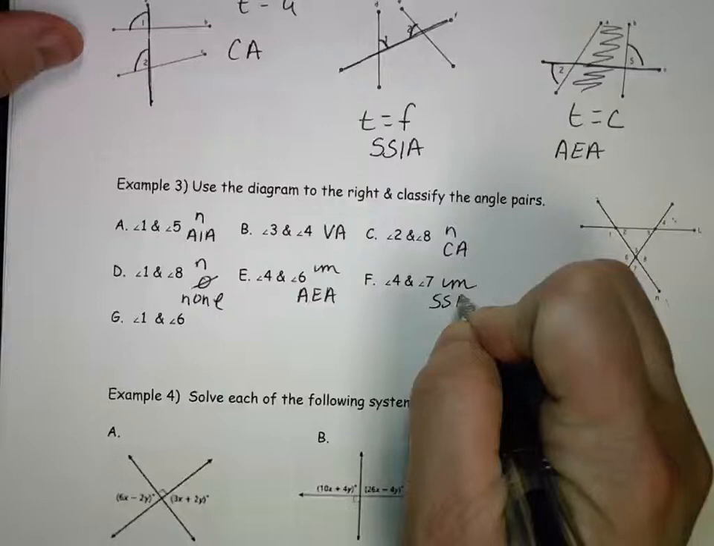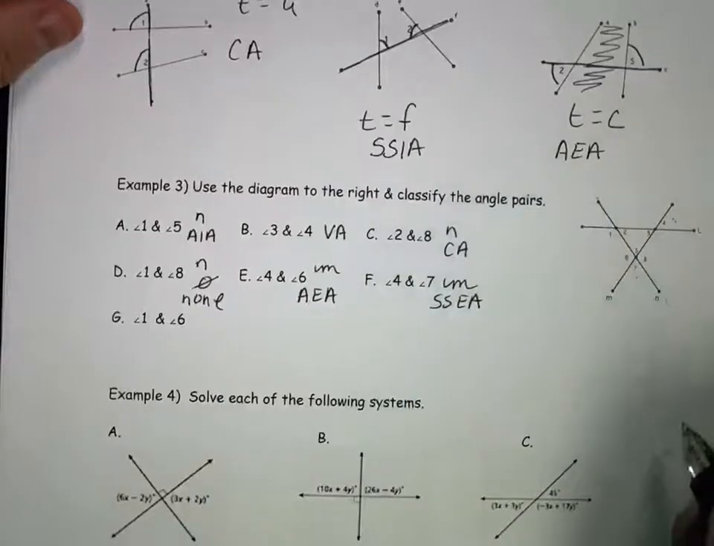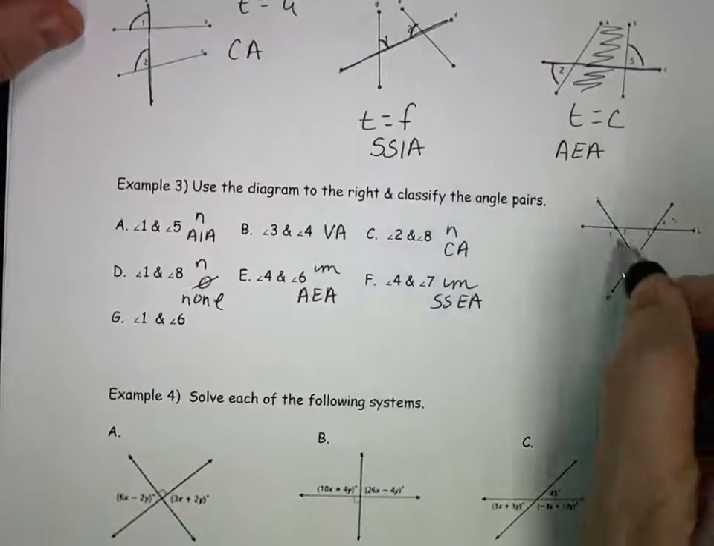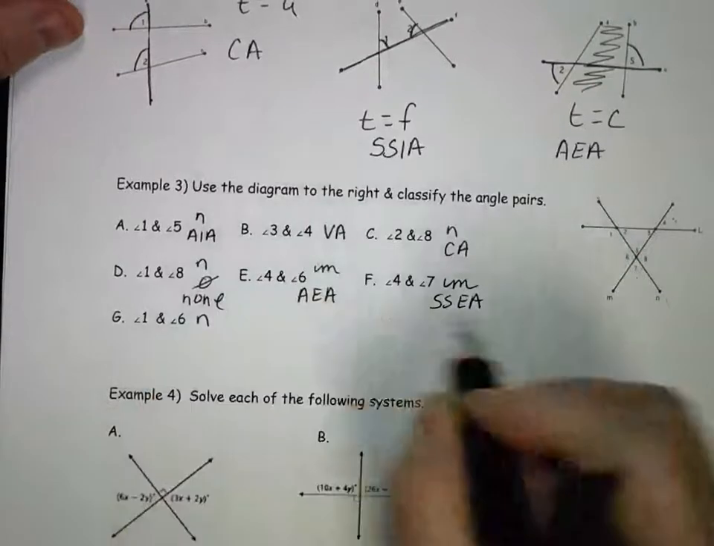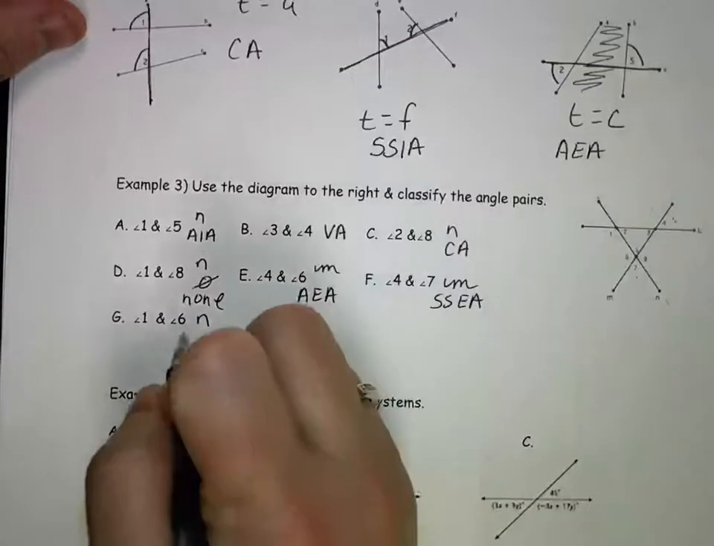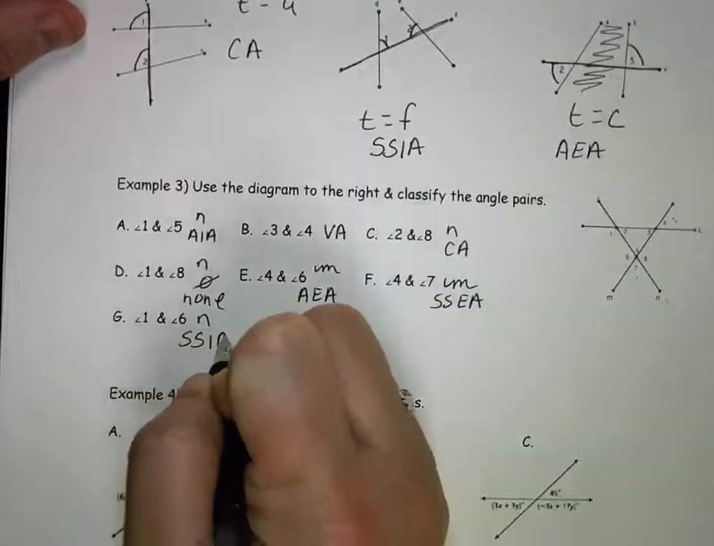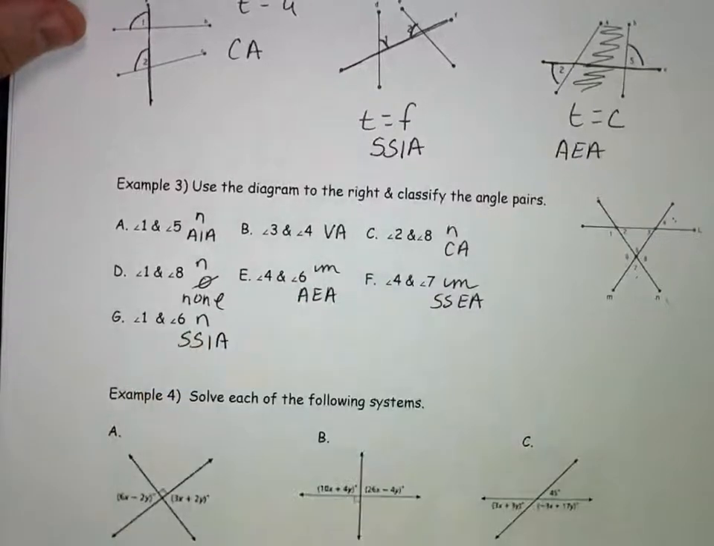However, they are on the same side, exterior. And 1 and 6, your transversal is N, and those are same side interior angles.